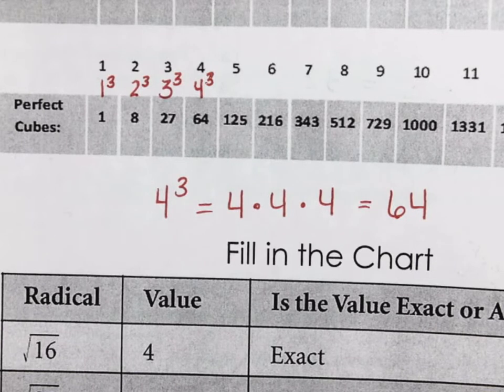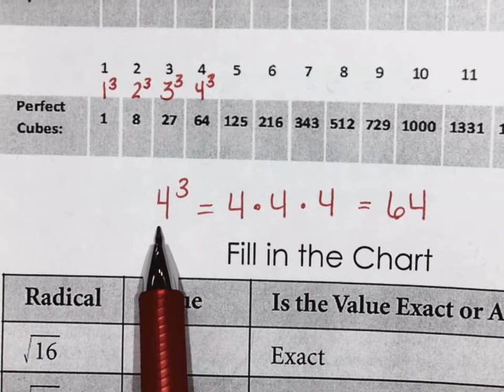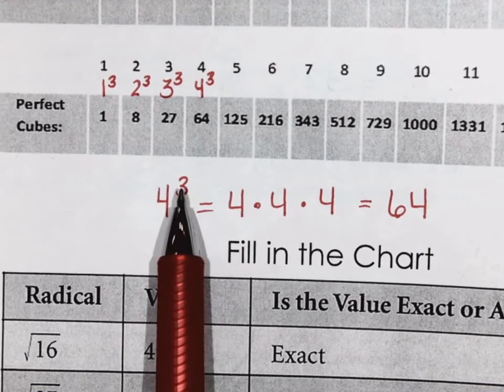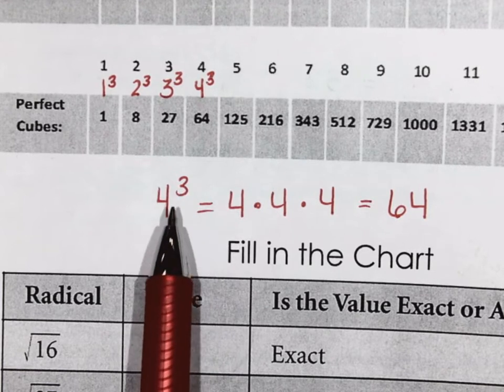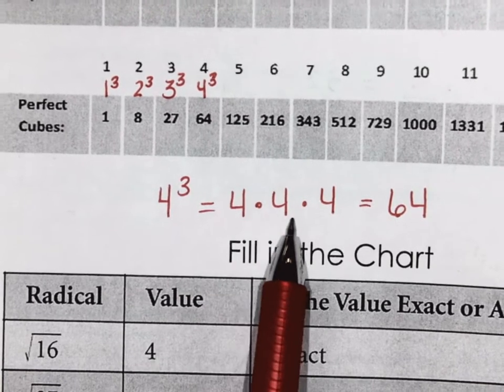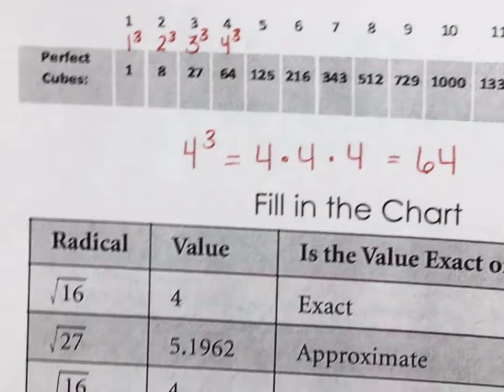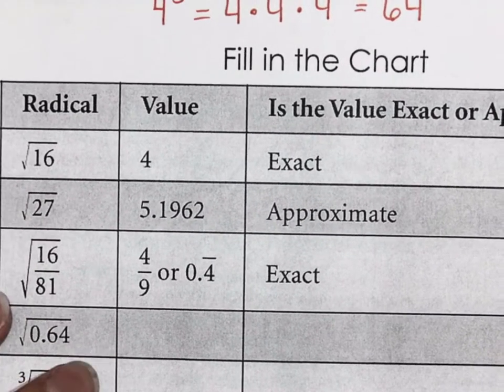Okay, so now we're going to use our calculators. So the base number tells you what number you're multiplying by. The exponent tells you how many times you're multiplying it by itself. So 4 times 4 times 4. Okay, chart here, super easy to fill in.